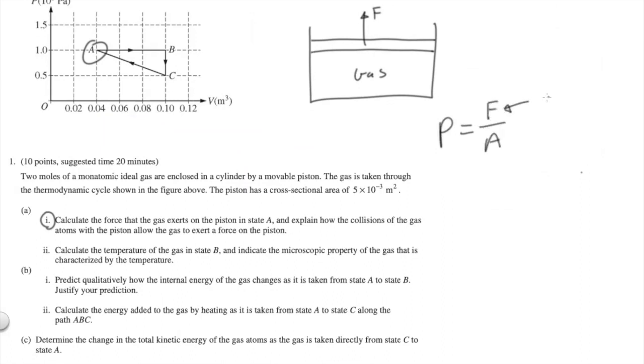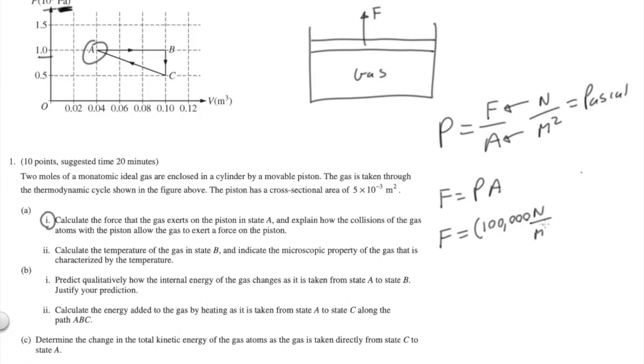In metric units, force is Newton and area is meter squared. A Newton per meter squared is what we call a Pascal, which is what we have here. The graph is given in units of Pascal, so it's nice and metric. Solving for force is going to be pressure times area. The pressure at point A is 1 times 10 to the 5th, so that's 100,000 pascals, which is a Newton per meter squared.